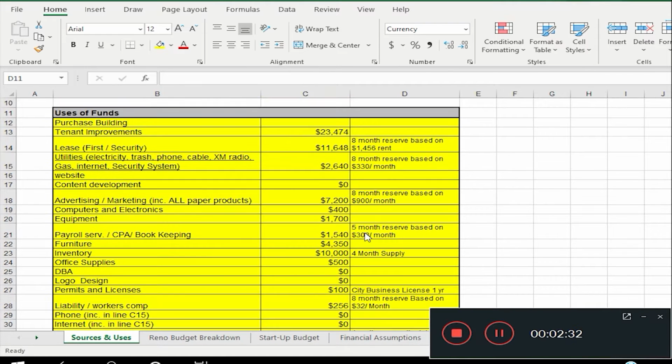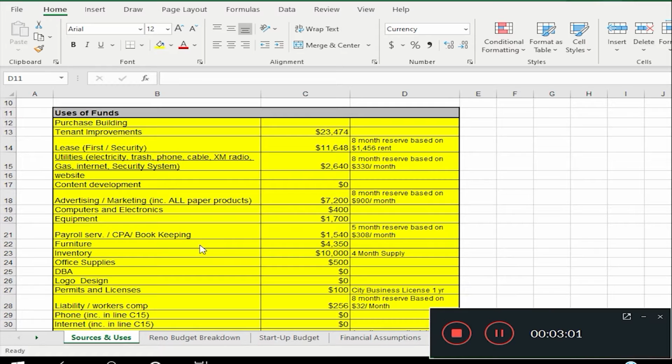So now down here is how I kept track of the use of my funds. Just like I discussed in the build out video that I did last week, and if you haven't watched the build out video, please do watch it. You can watch it after this video, but please do watch that as well if you are looking forward to opening a brick and mortar business.